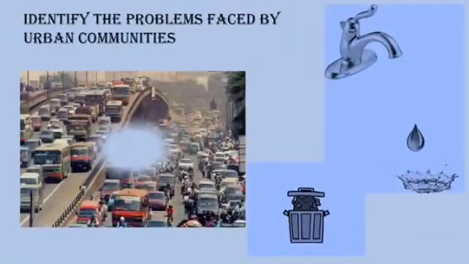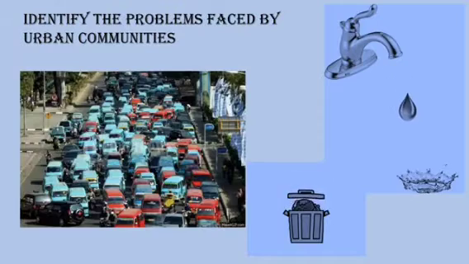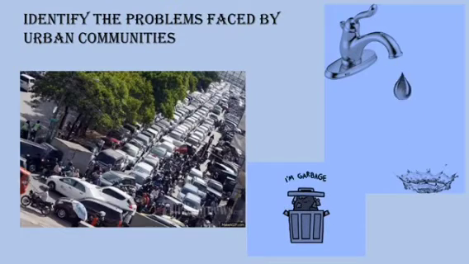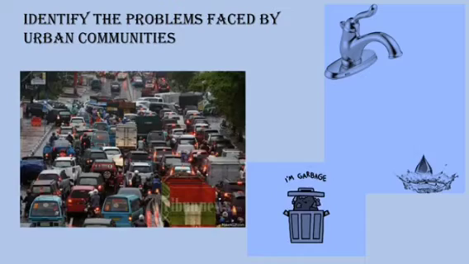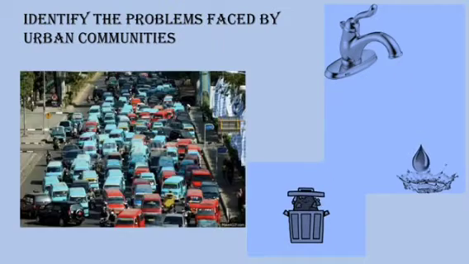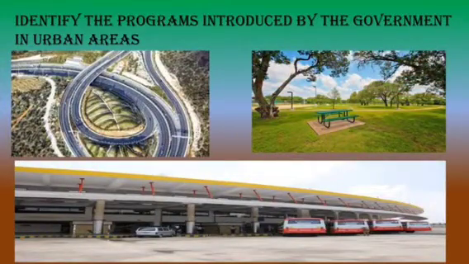Here is an activity, children. You can see on the screen three moving pictures. You have to identify by looking at the pictures what problems they depict. One more activity, children. Identify the programs introduced by the government in urban areas by looking at the pictures. We will discuss the answers in the next class.